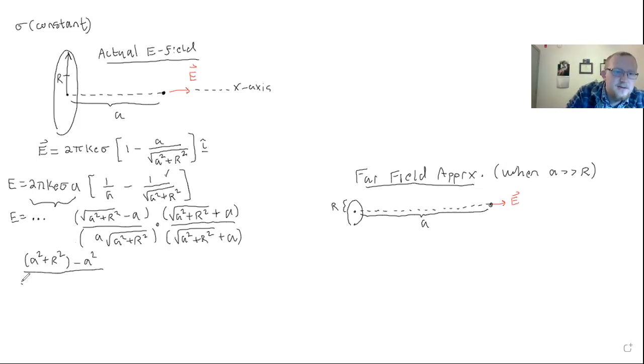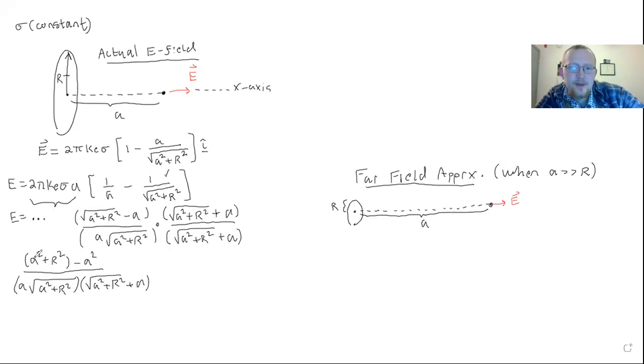Then I have this pretty crazy denominator, but we'll be able to get rid of that eventually. All right, so you may notice that in the numerator here, the a squared minus a squared cancels out. And so this thing just becomes r squared over all this jazz. And we're going to go ahead and figure out how to cancel a lot of this stuff out.